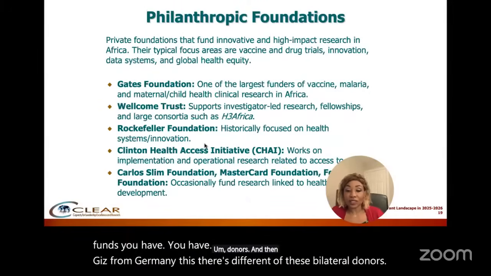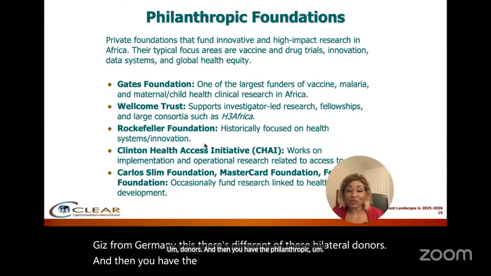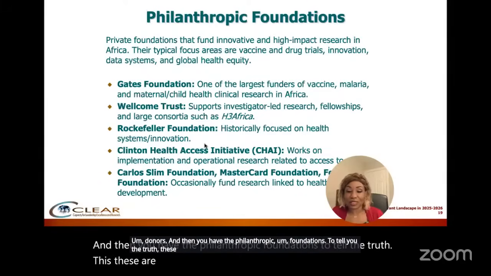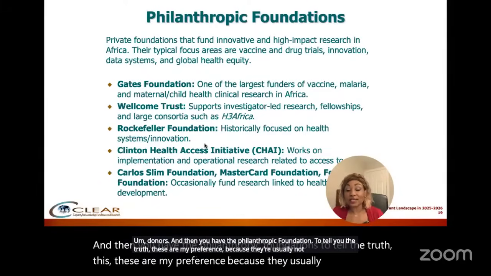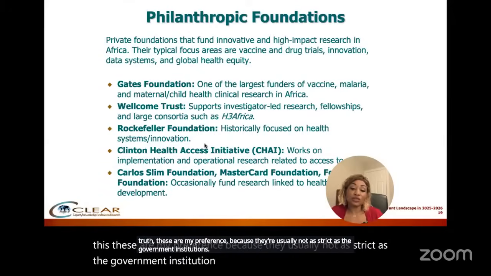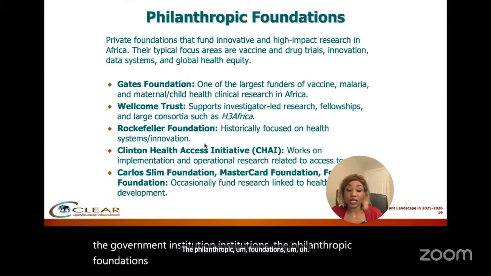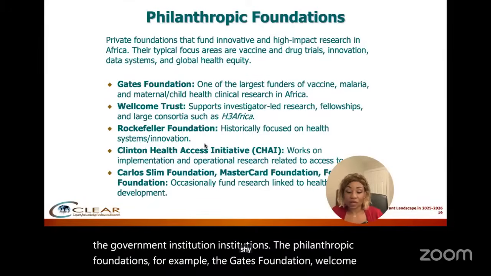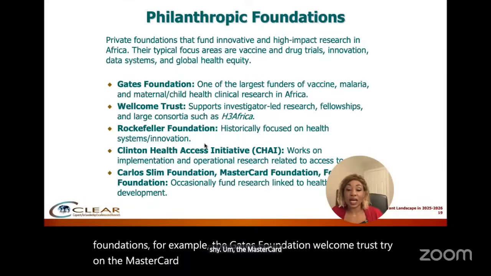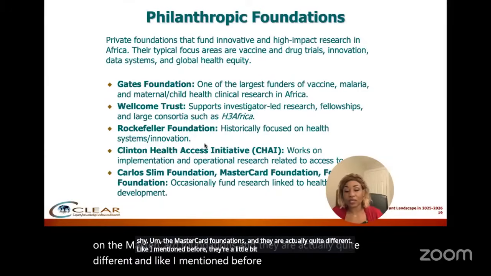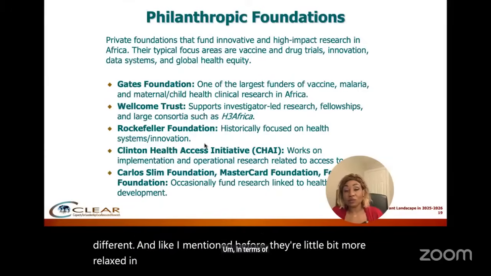And then you have the philanthropic foundations. To tell you the truth, these are my preference because they're usually not as strict as the government institutions. The philanthropic foundations are, for example, the Gates Foundation, Wellcome Trust, CHI, the MasterCard Foundation, and they are actually quite different. And like I mentioned before, they're a little bit more relaxed in terms of administering their funding than the different government organizations.